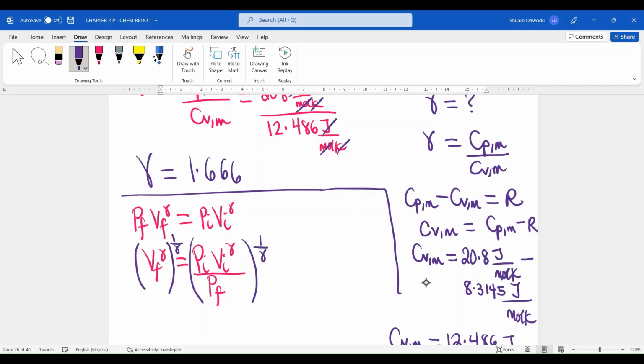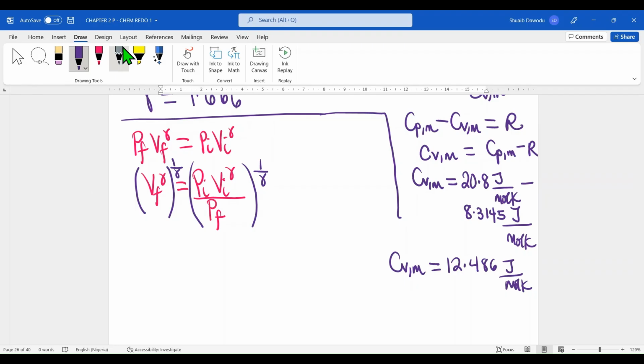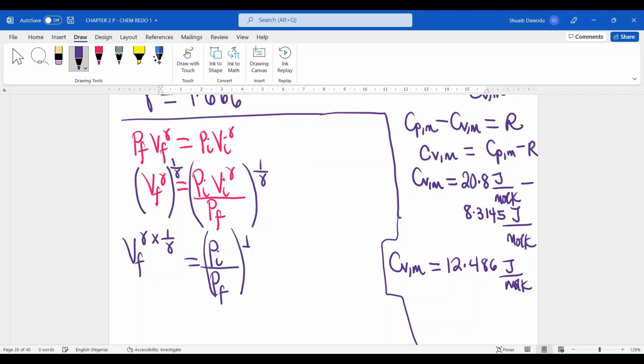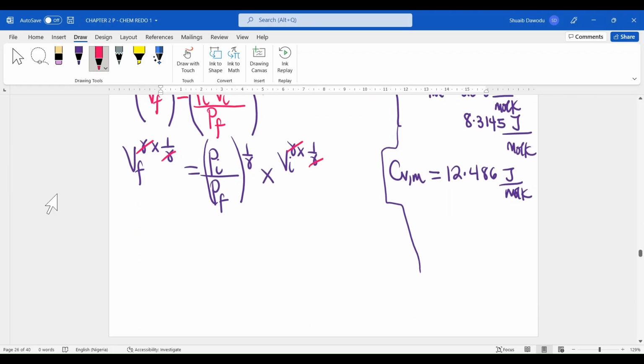1 over gamma. And I'm going to tell you the reason why we're doing that soon. For those of you who are avid mathematicians, you of course already know the reason, but you're going to see the importance in a second. So you have V final, gamma multiplied by 1 over gamma is equal to P initial divided by P final raised to the power of 1 over gamma, multiplied by V initial, gamma, times 1 over gamma. The reason I did this is to make our work easier, so we can cancel out some of the gammas in our question. So that's just basically why I'm doing it, to make sure our work is easier to digest.